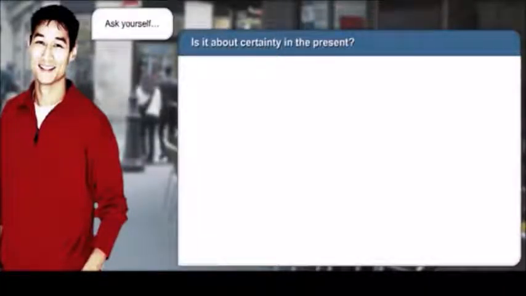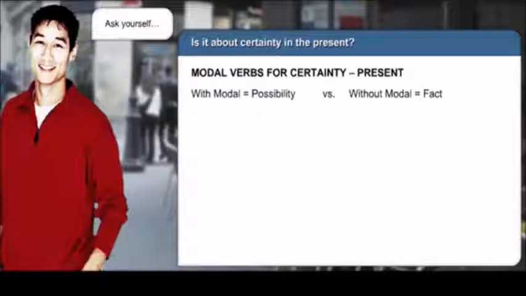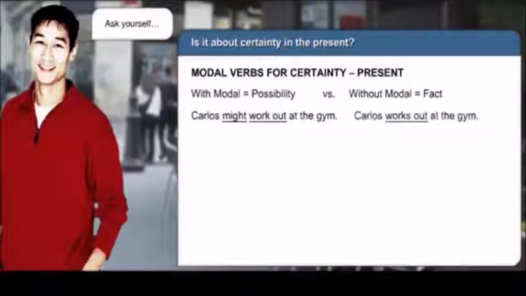Ask yourself, is it about certainty in the present? Modal verbs express possibility or probability. A modal used with a present tense verb expresses a degree of certainty about an act, event, or outcome in the present. By contrast, the present tense without a modal may state a fact or total certainty. Carlos might work out at the gym. Carlos works out at the gym.